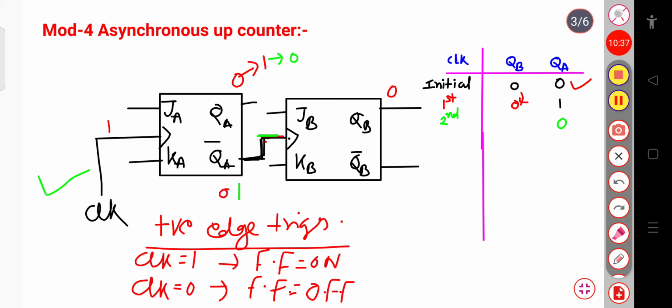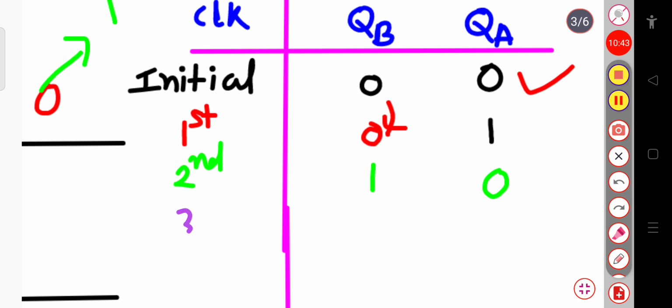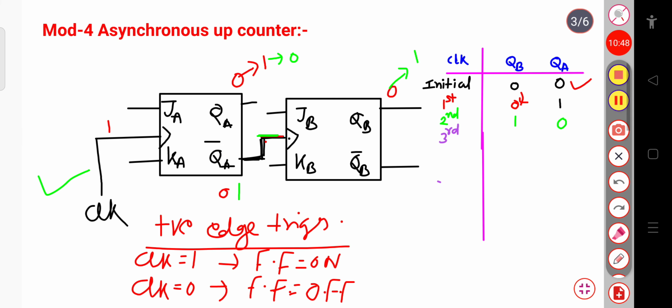Now it will toggle to the value 1. Now this will be 1. Now for the third clock pulse, let us see here. For the third clock pulse, this 0 again goes to 1. When this clock pulse is given to the first flip-flop, it will be in the toggle condition.